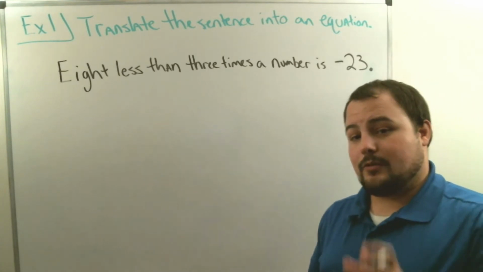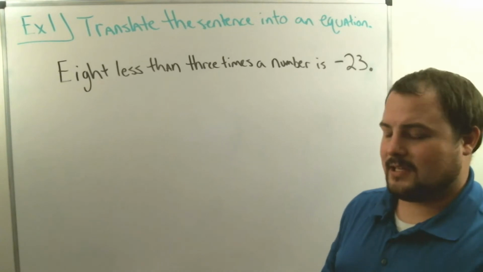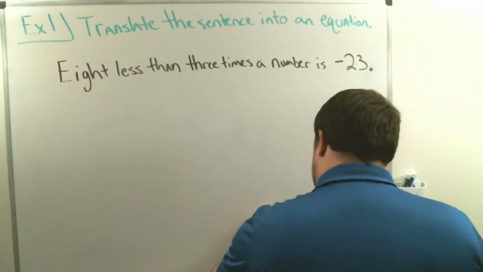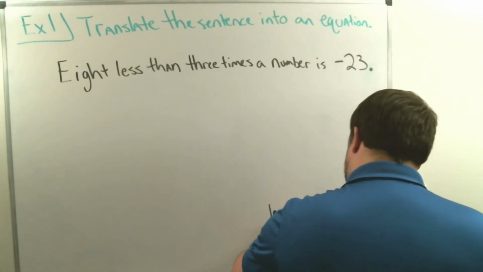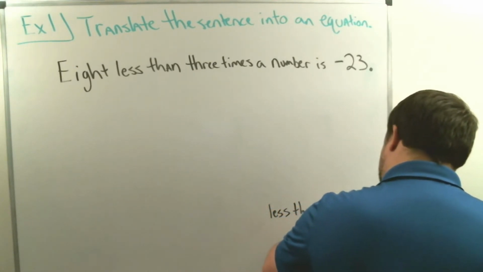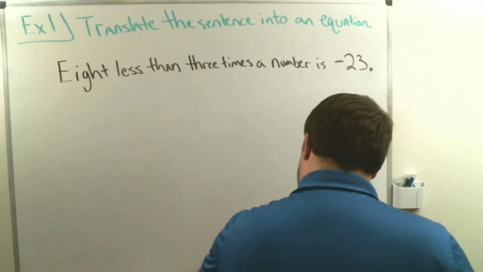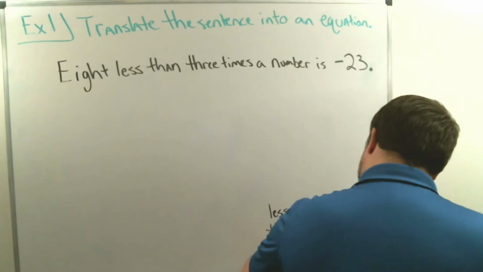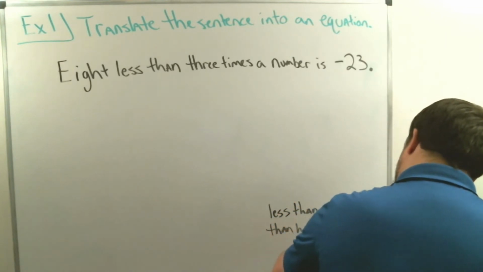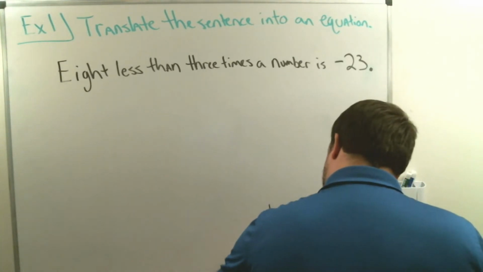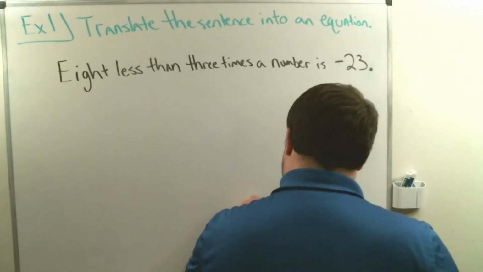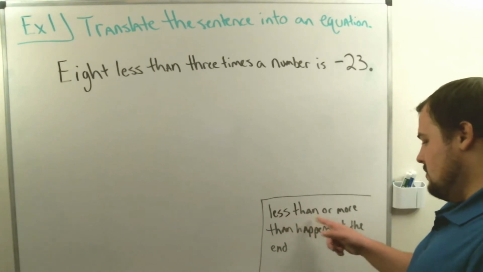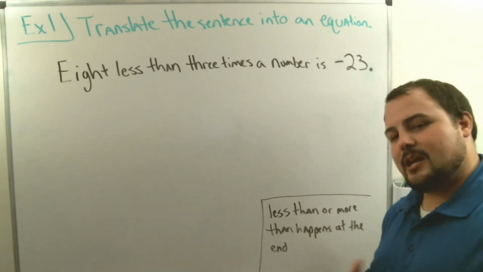The words "less than" or "more than" actually happen at the end of a sentence. So I'm going to write that over here: less than or more than happens at the end. This is a general rule of thumb. Anytime you see the words "less than" or "more than," that means it's happening at the end.